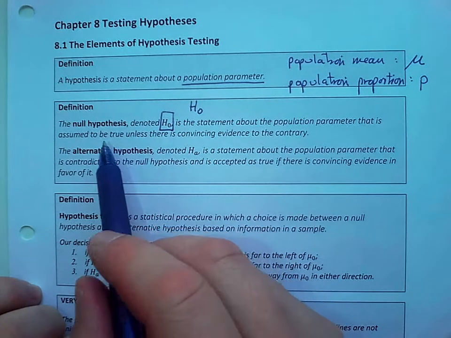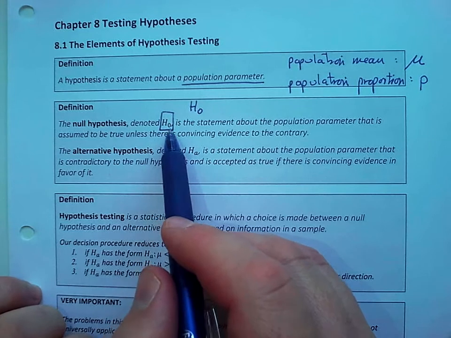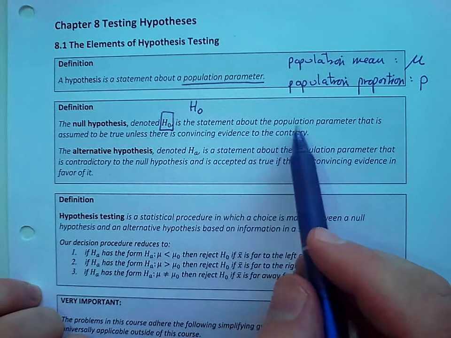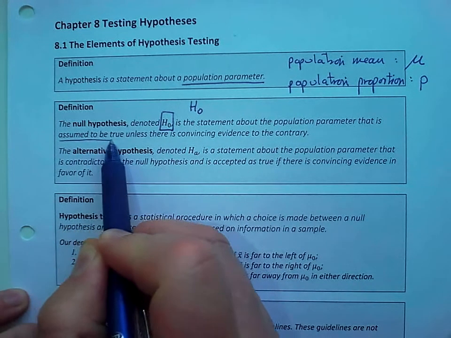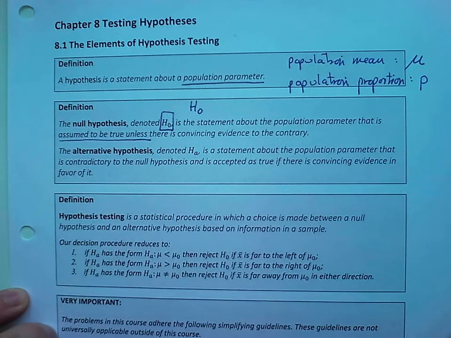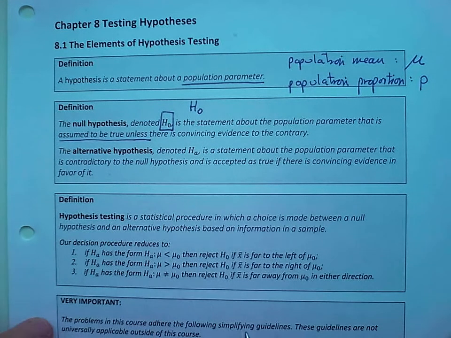H naught. So the null hypothesis, denoted by H naught, is the statement about the population parameter that is assumed to be true unless there's considerable, convincing evidence to the contrary. So the statement that you believe to be true, that's what we're going to use as our null hypothesis.